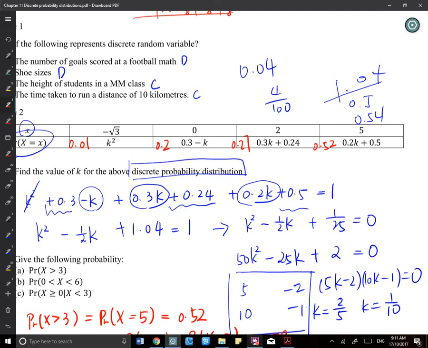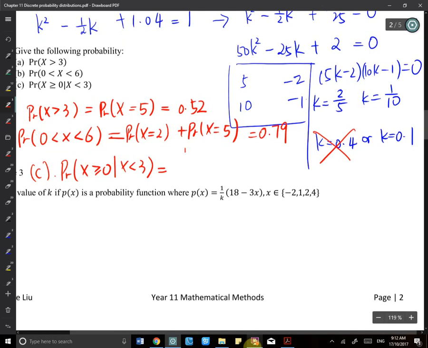Greater or equal to 0. What values are greater or equal to 0? 0, 2, and 5. Okay, what values are less than 3? 0, 2, and negative root 3. So what are the intersections? 0, 2. Okay, so that's probability x equals 0 plus probability x equals 2.